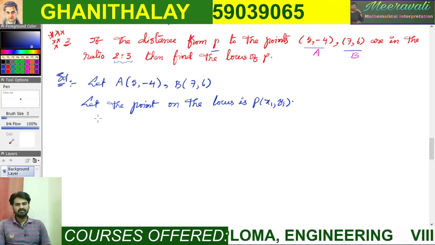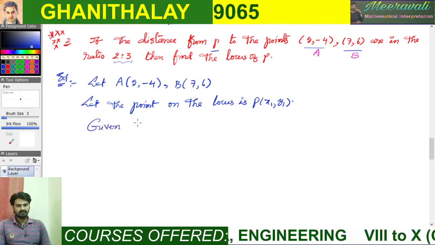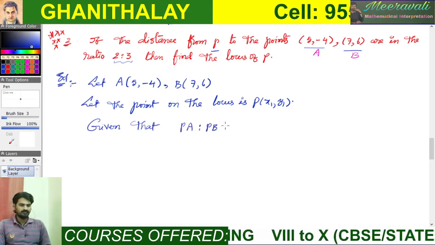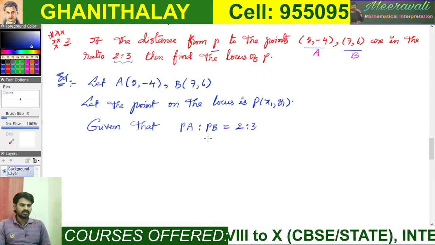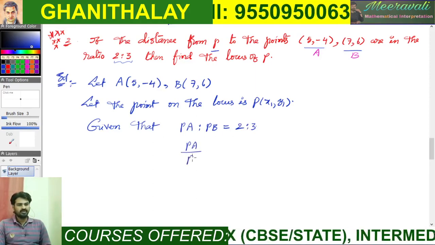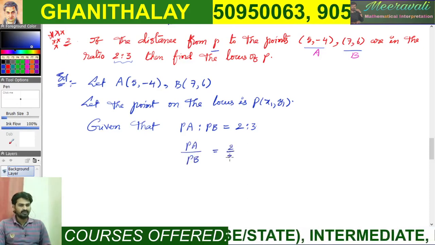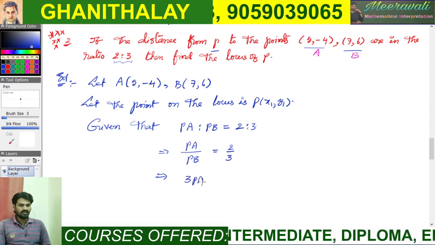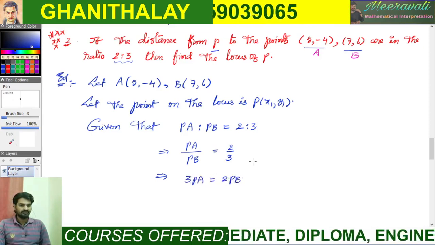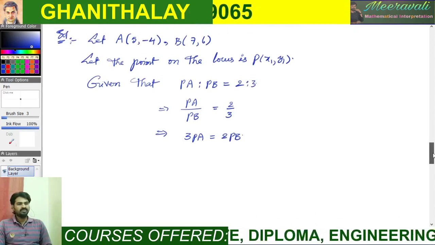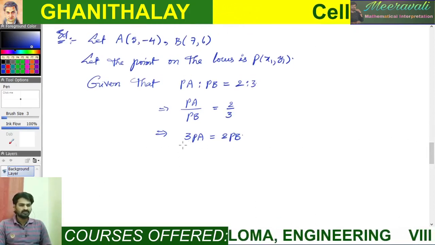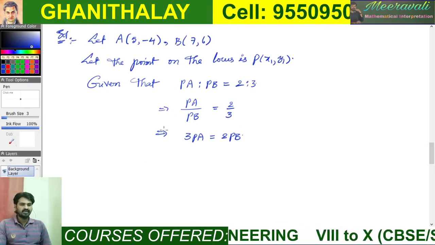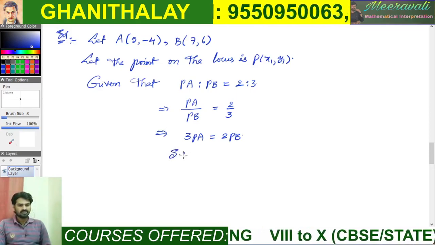That means the given ratio is the ratio of PA and PB. So we take PA is to PB equal to 2:3. Now PA is to PB can be written as PA by PB, that is 2/3. Doing cross multiplication, you get 3PA is equal to 2PB. PA means the distance between P and A, which has the square root formula. So finally we can cancel the square roots, that's why I am going to take squaring on both sides.